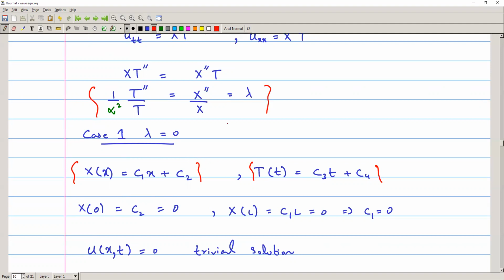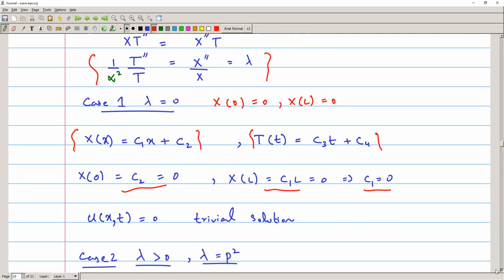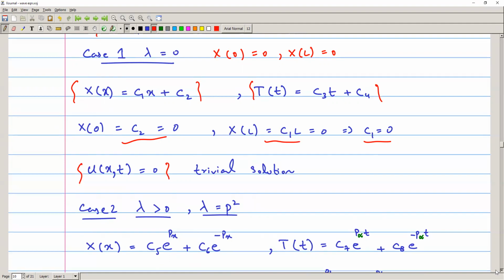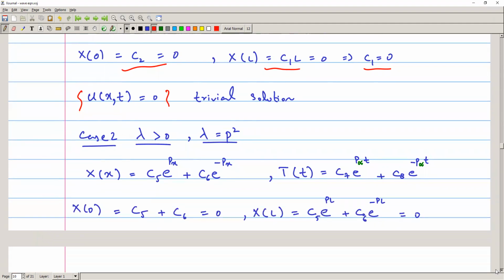Here we will apply the boundary conditions. We are given X of 0 is equal to 0 and X of L is equal to 0. Applying them, we can see that we get C1 and C2 equal to 0. Therefore, this is the trivial solution: u of x comma t will be equal to 0. So this is the trivial solution for case 1. Now we will check for case 2.